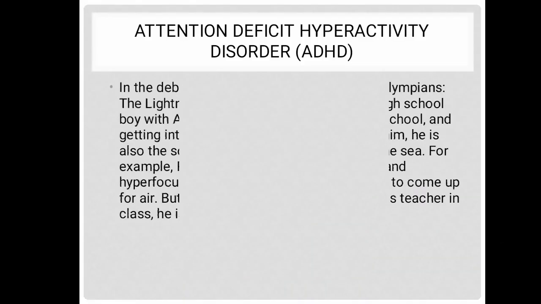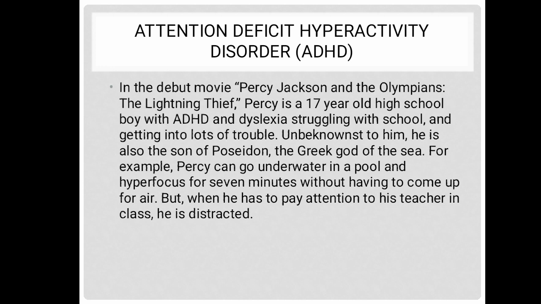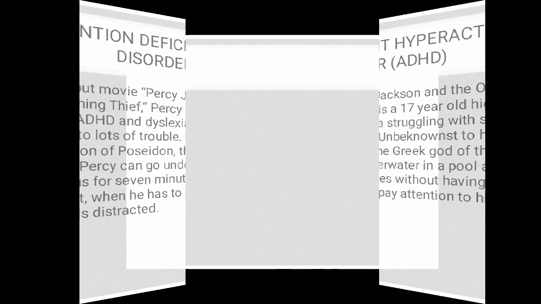If you are familiar with the movie Percy Jackson and the Olympians: The Lightning Thief, in the debut movie, Percy is a 17-year-old high school boy with ADHD and dyslexia struggling with school and getting into lots of trouble. Unbeknownst to him, he is also the son of Poseidon, the Greek god of the sea. For example, Percy can go underwater in a pool and hyperfocus for 7 minutes without having to come up for air. But when he has to pay attention to his teacher in class, he is distracted.